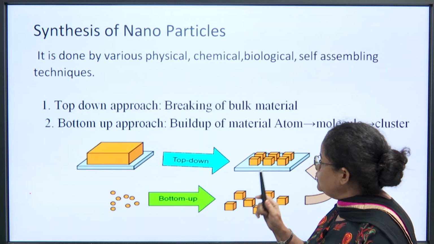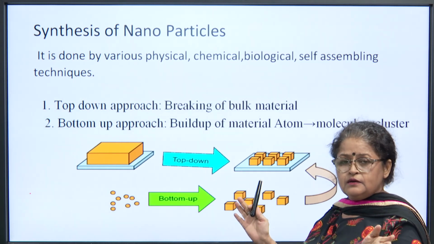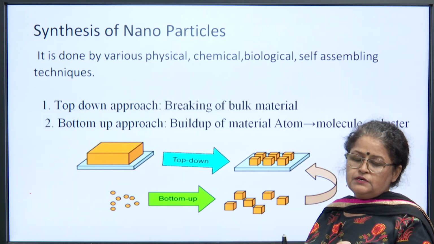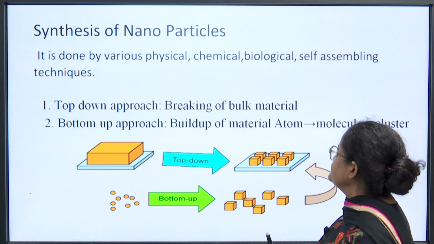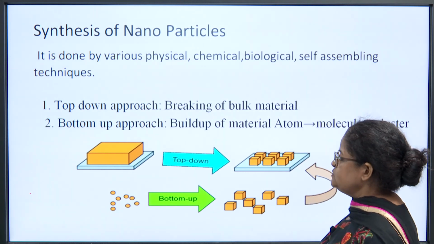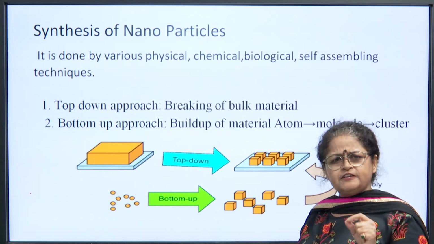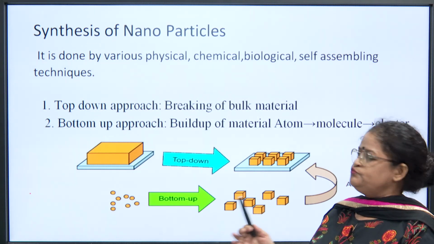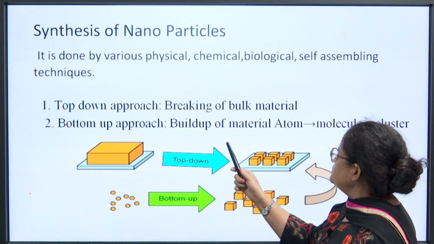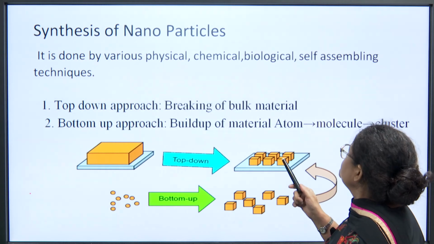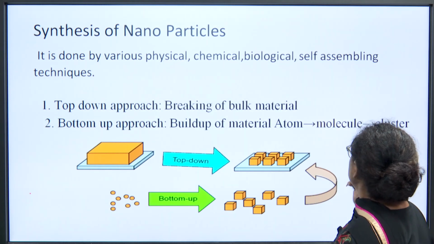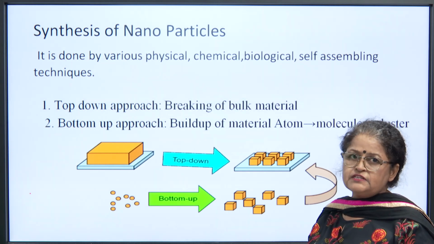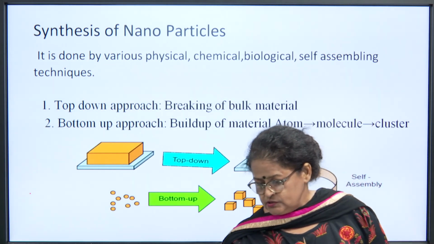Number one, top down. Top down means you have a bulk, you start breaking it till you reach a nano scale. Okay, so breaking up the bulk material, and bottom up means you have very fine molecular level, atomic level particles, you build them up together to form a nanomaterial. So the bottom up approach is to build up the material or atom or molecule into a cluster of nano size, which can be used for various technological applications.